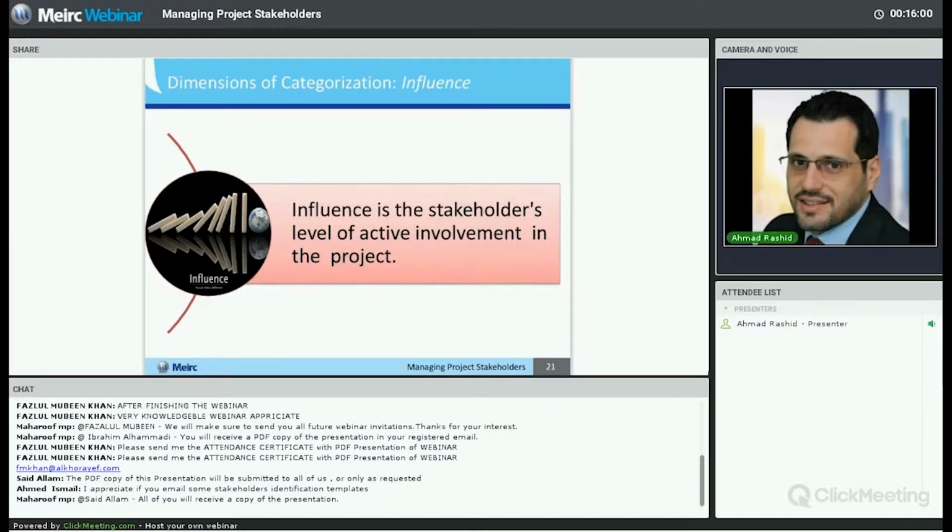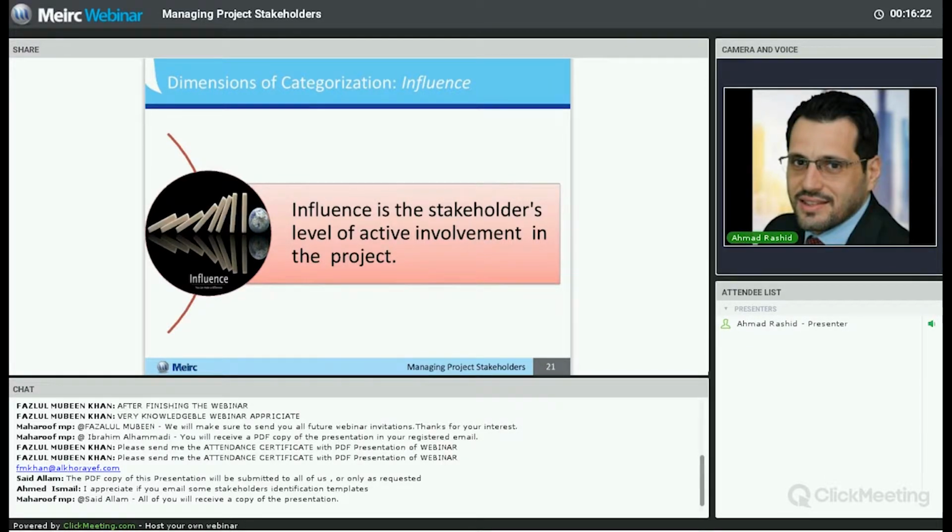The last dimension is influence, and influence is all about the stakeholders' level of active involvement in the project. So a stakeholder with a high level of influence will participate more frequently in team discussions, for example meetings, and so on. And a stakeholder with a low level of influence is not likely to participate in most team meetings. So influence refers to the level of engagement of stakeholders in the project.